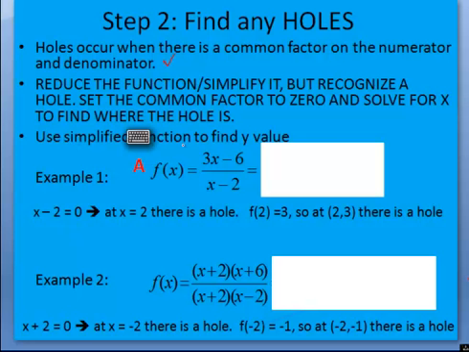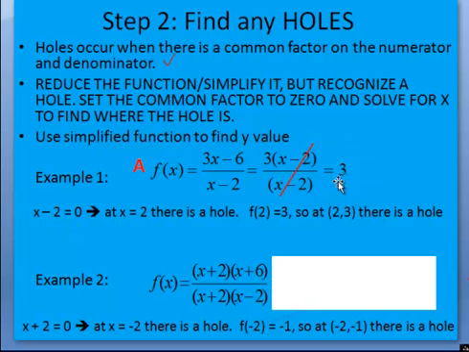We're going to use the simplified function to find the y value. So here, when we did factor this, we got 3 times x minus 2, but there was a common factor, right? So what we're going to do is simplify this down to 3. But I'm going to set that x minus 2 equal to 0, because that's where there's going to be a problem. x minus 2 equals 0, so at x equals 2 there is a hole.